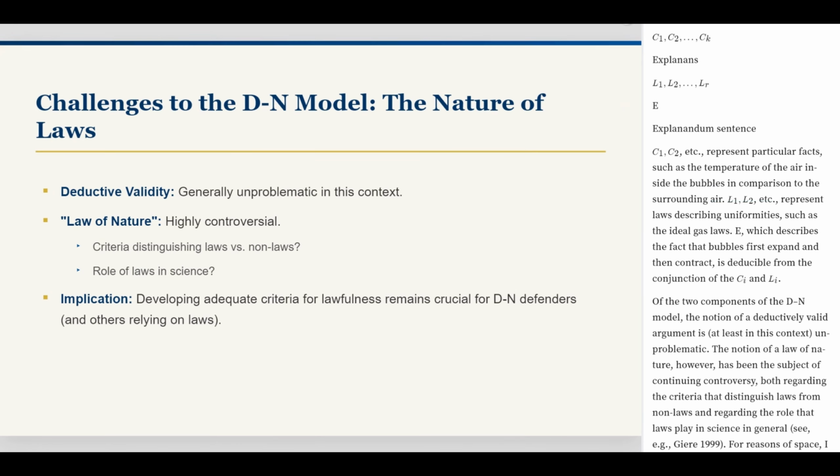Now, while the idea of a valid deduction seems straightforward, the real battleground quickly shifted to that second part, the law of nature. What exactly counts as a law? Is it just any statement that holds universally? Or is there something more special about laws compared to mere generalizations? Philosophers have been arguing about this for ages.